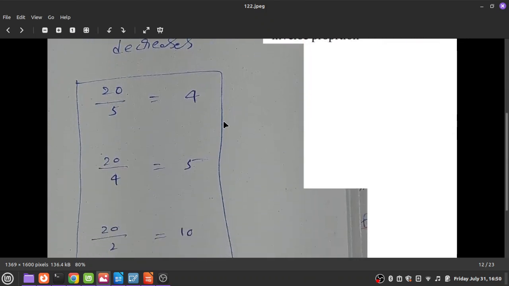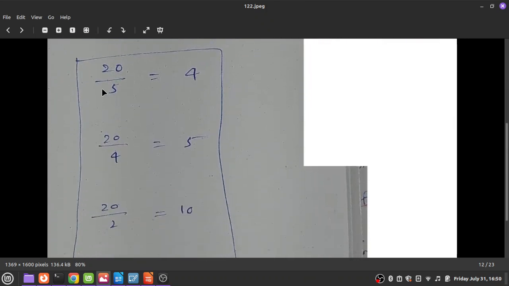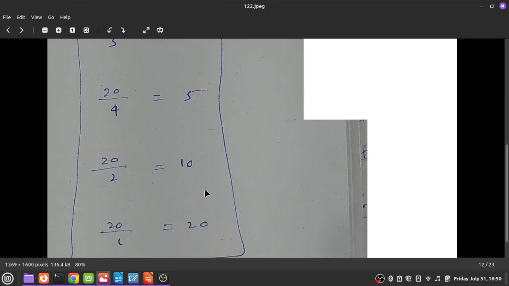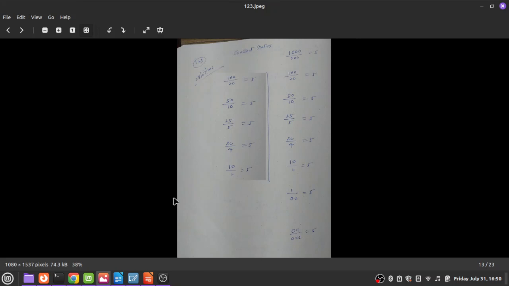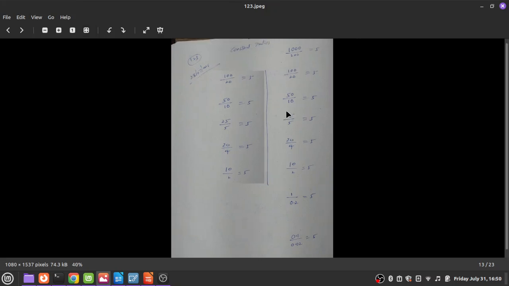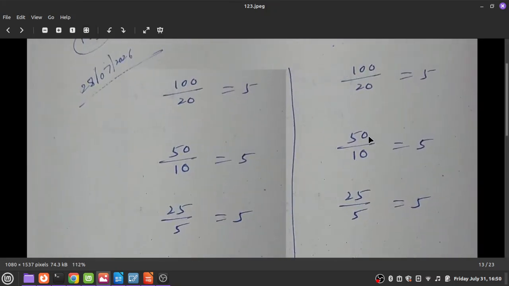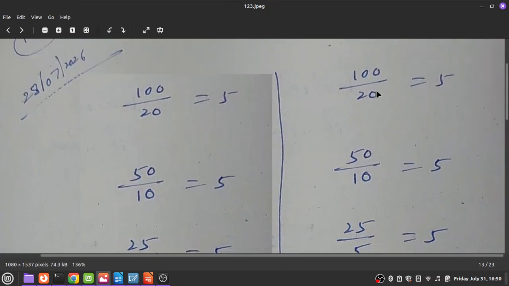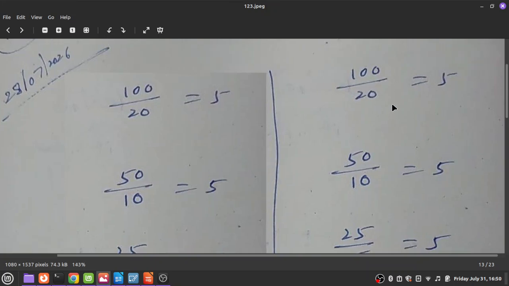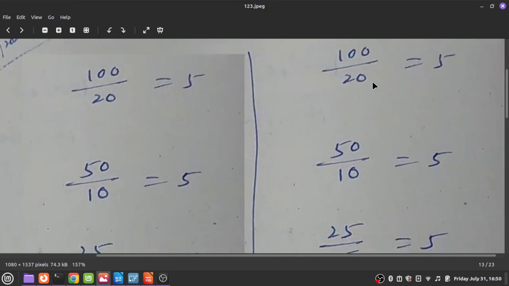Consider the ratios: 20 by 5 is equal to 4, 20 by 4 is equal to 5, 20 by 2 is equal to, this is all explained. Now consider these interesting ratios. 100 by 20 is equal to 5, 50 by 10 is equal to 5, 25 by 5 is also 5. And I told you previously, the purpose of this video is to explain why lead is linked to Saturn.